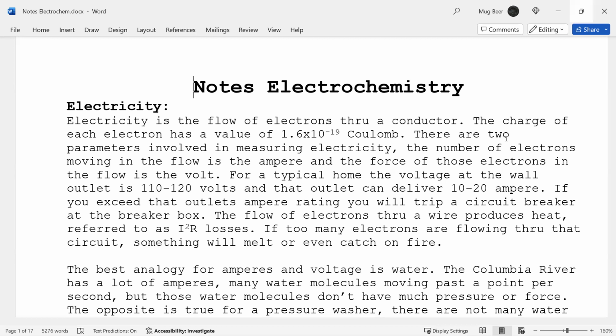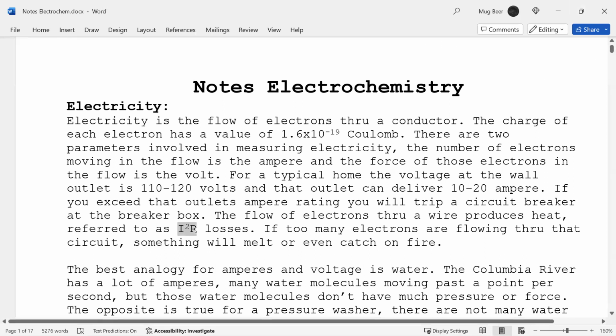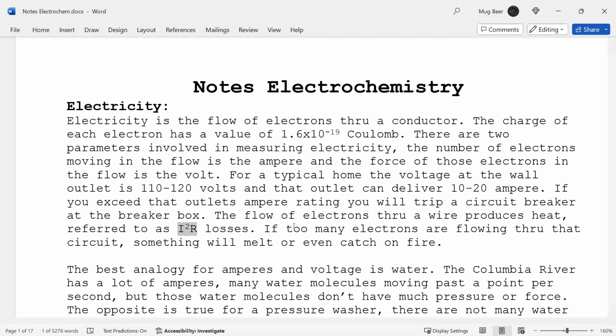Why do they jack the voltage up to 20,000 volts? It's much more efficient. And so this thing right here: there's a third part of electricity, and the third part of electricity is resistance. And I'm not sure why, but I is the symbol for current, the amount of electrons that flow through a wire.